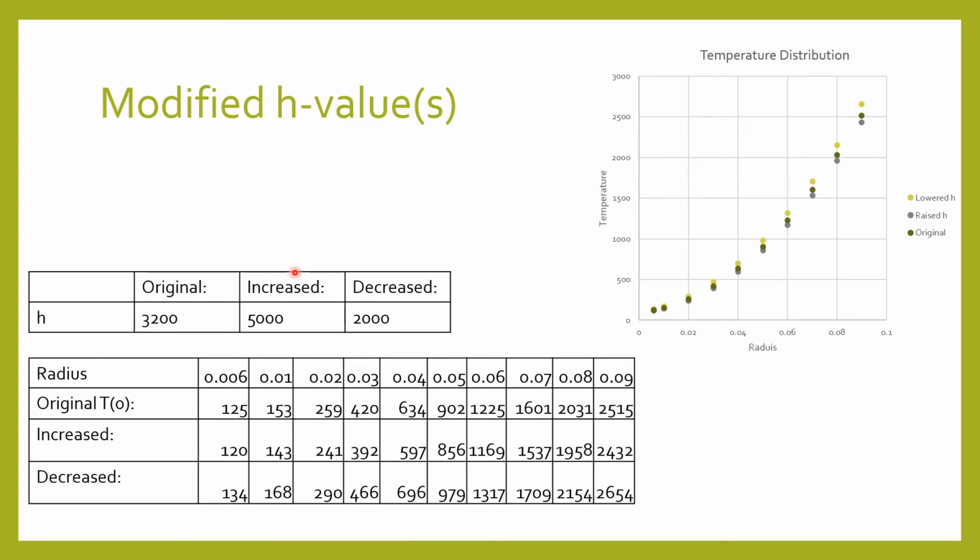Then thirdly, we modified the H values. So we lowered it and raised it, similar to the other two. Originally it was 3200. We increased it to 5,000 and decreased it to 2,000. So we also found the temperature at center line based on the changes of H. So, as you can see from the graph here, the lowered H actually increases the temperature, and the increased H decreases the temperature as the radius increases.